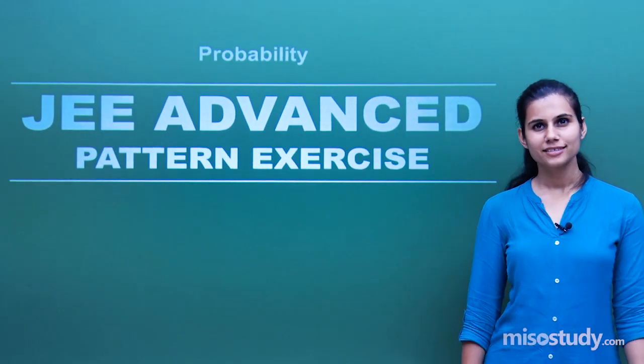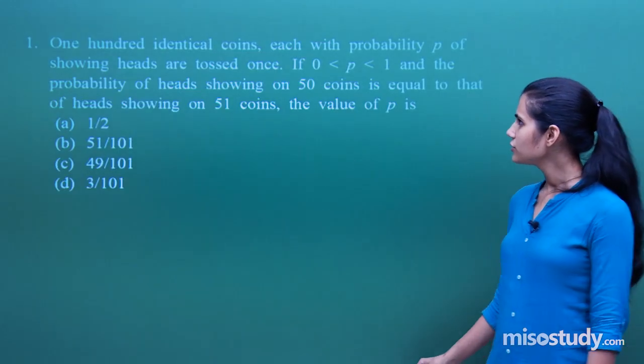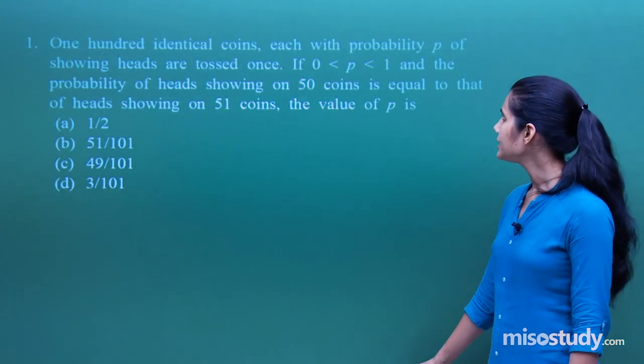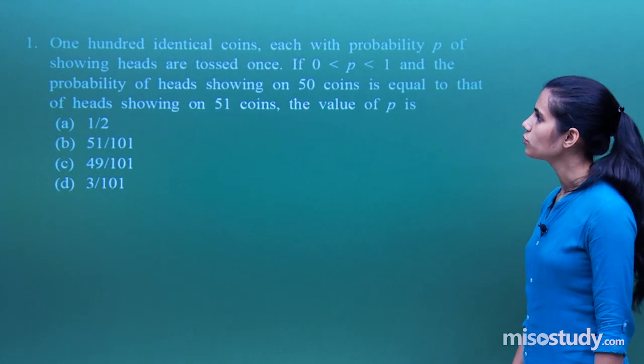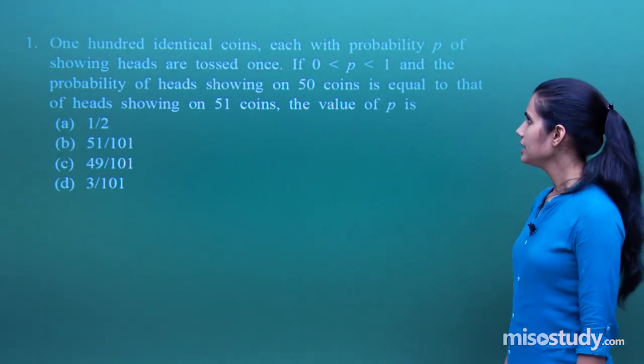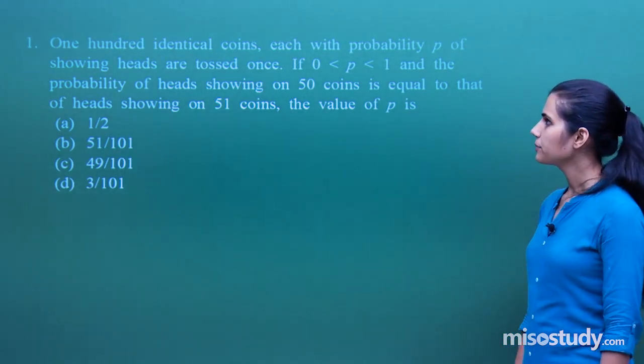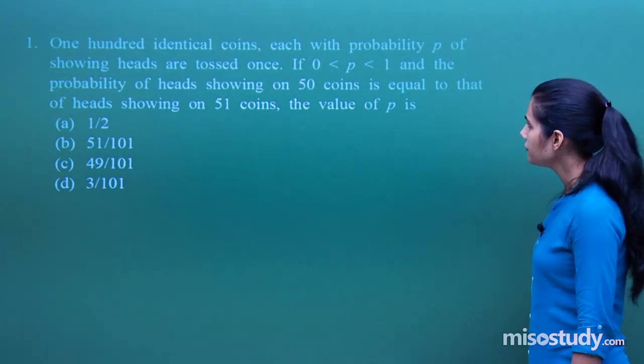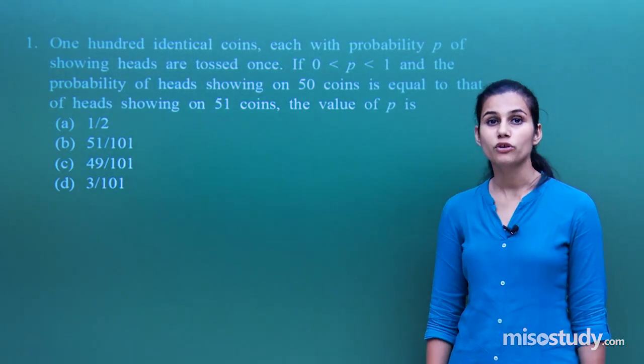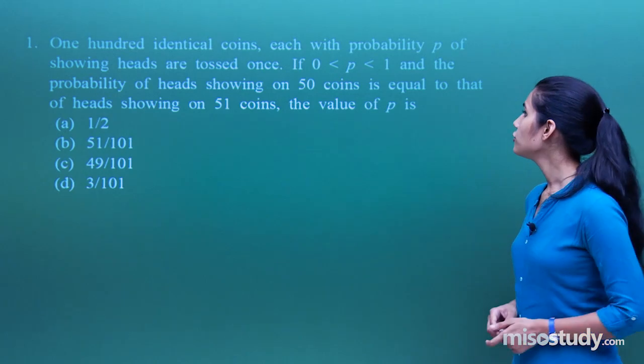Okay guys, let's begin the discussion over the questions. First question is that there are 100 identical coins, each with probability p of showing heads. They are tossed once. If p is lying between 0 and 1 and the probability of heads showing up on 50 coins is equal to that of heads showing on 51 coins, then the value of p is what?